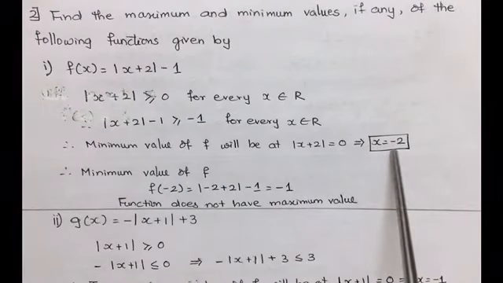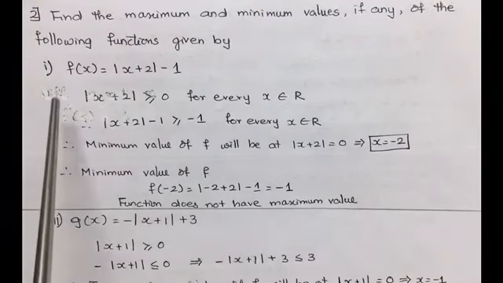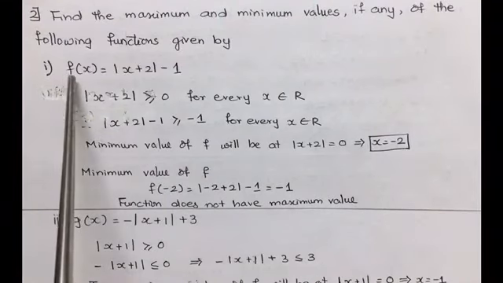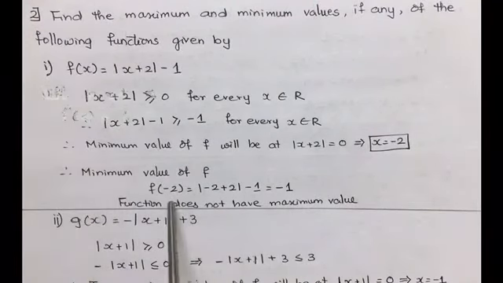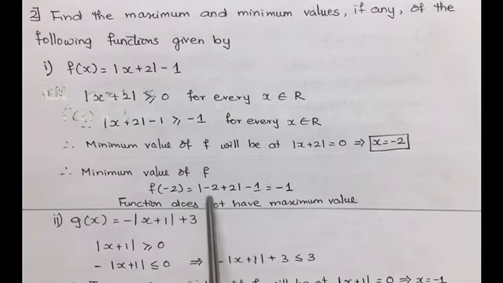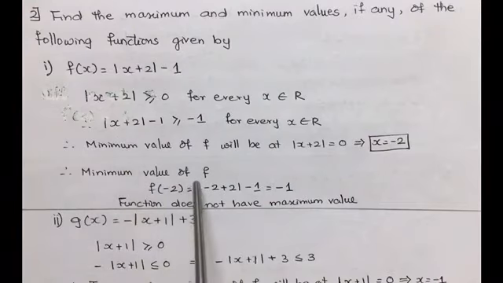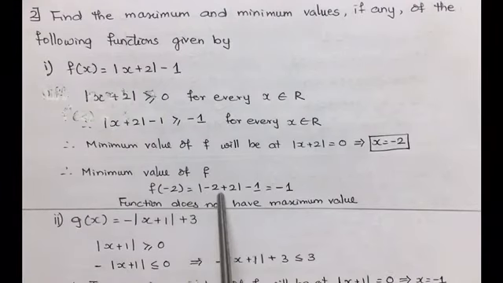Once the value of x is known to us, to calculate the minimum value of f, the value of x equal to minus 2 is kept in f of x. Keeping the value, we get f of minus 2 is equal to mod of minus 2 plus 2 minus 1. That gives the answer as minus 1. So only the minimum value of f exists and the function does not have the maximum value. So this is how the first part of question number 2 is solved.